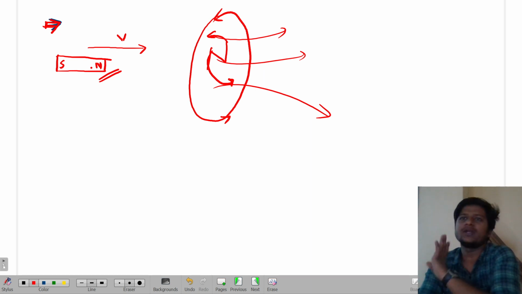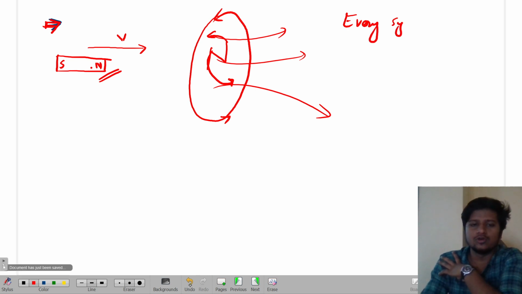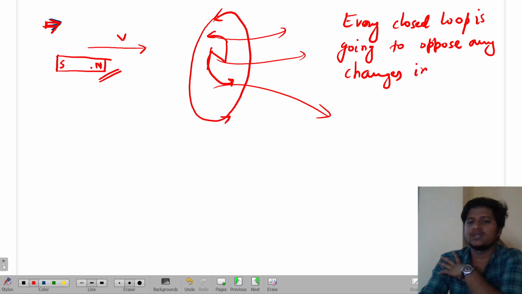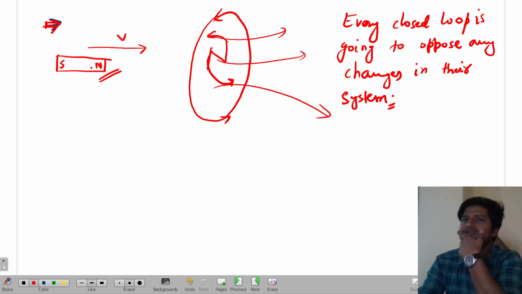So this was the total prediction of Lenz's law. What he told is that every coil, every system, every closed loop is going to oppose any changes in their system. So what is the property of the closed loop? That it will oppose any kind of change in its system, right or not?